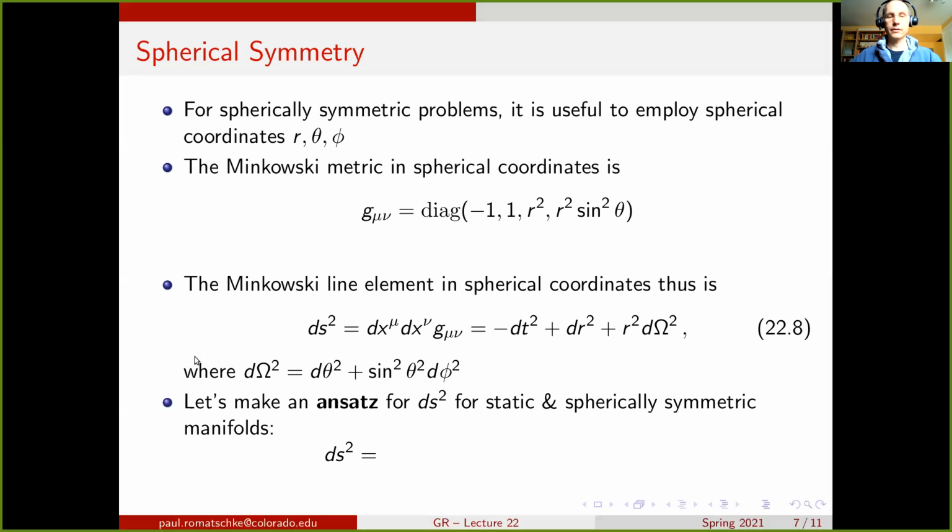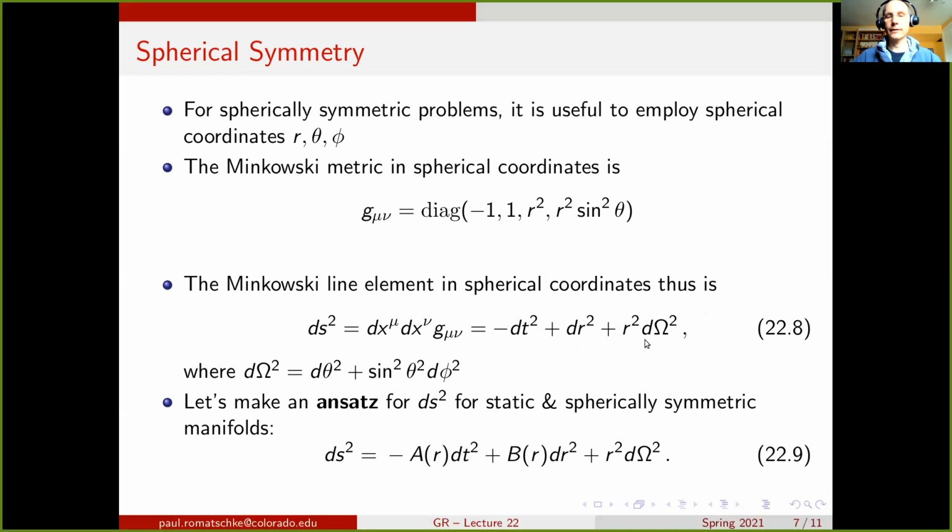So if we look at this line element here, that's the line element for Minkowski space in spherical coordinates. What we now want to do is make an ansatz for either the metric tensor or the line element for some other manifold that could be non-Minkowski but still has these properties. It's static and it's spherically symmetric. So we want to modify the form that the Minkowski line element has, and we modify it in the following way.